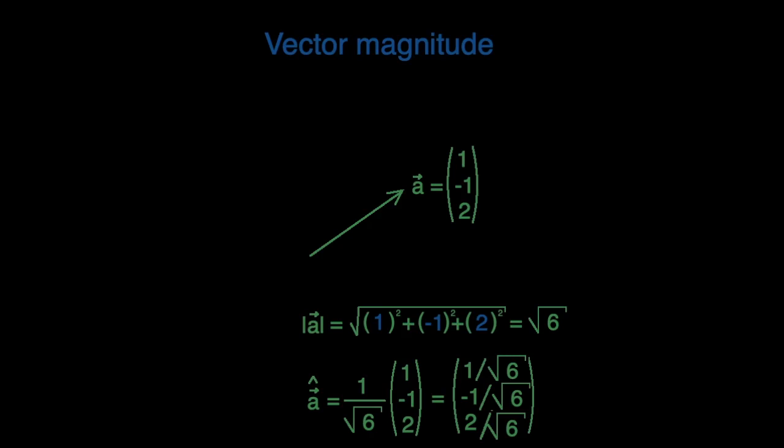To find the unit vector of A, simply divide A by its length, so divide the vector by the square root of 6, to get Â is equal to (1 over the square root of 6, -1 over the square root of 6, 2 over the square root of 6).